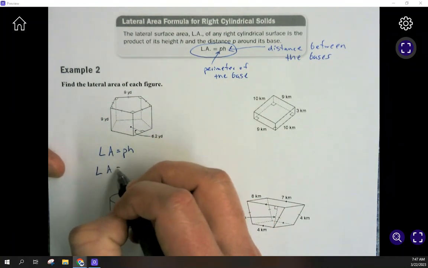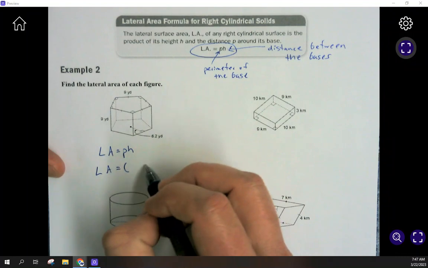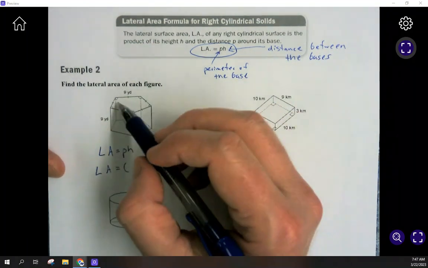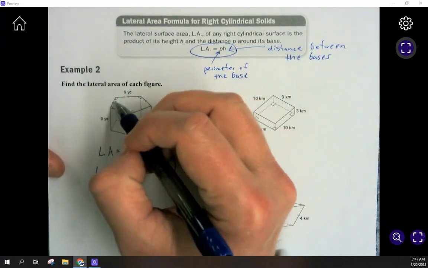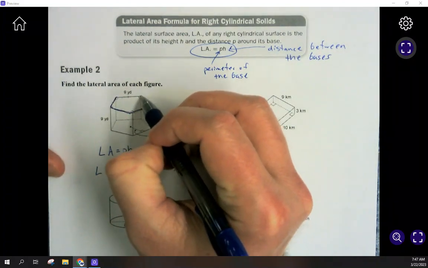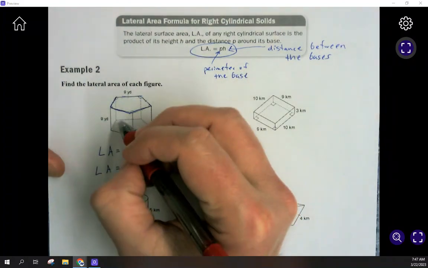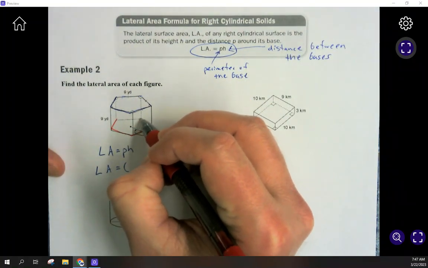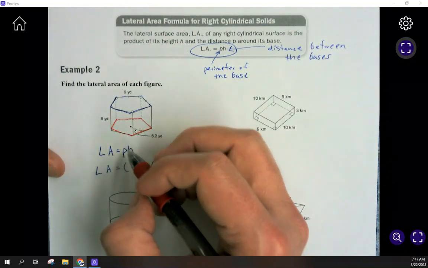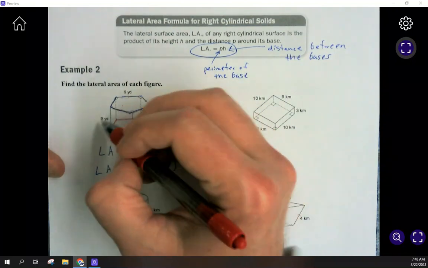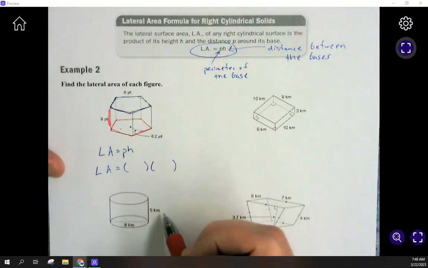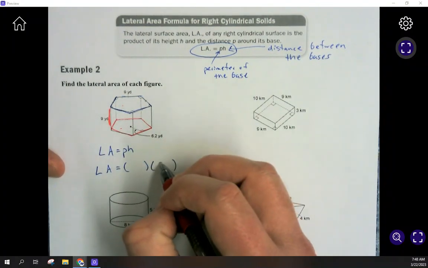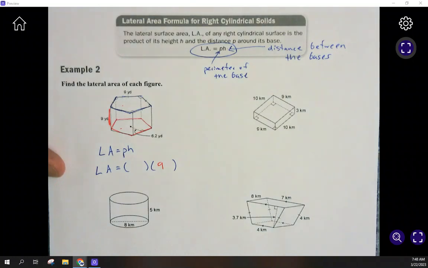So I want to plug in real slow here. Perimeter we'll talk about in a second, but let's identify the height. I've got this base on top, and I've got this base on the bottom that matches it. They are connected by all these lateral faces. The height is the distance between this base and this base. In this case, it's standing up straight, so the height is from top to bottom. It makes sense. So that's going to be 9. I'm going to drop that in there for the height.